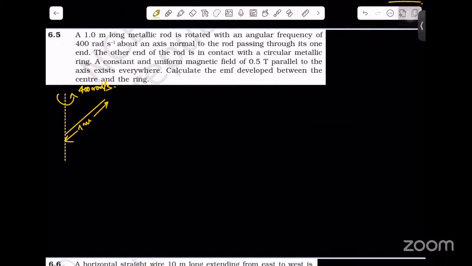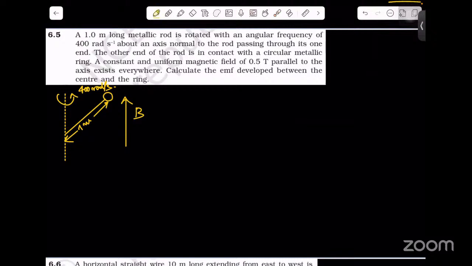The other end of the rod is in contact with a circular metallic ring. A constant and uniform magnetic field of 0.5 teslas parallel to the axis exists everywhere. So this is the direction of the magnetic field. Now calculate the EMF developed between the center and the ring.